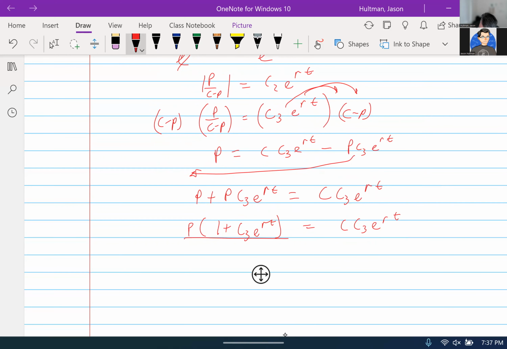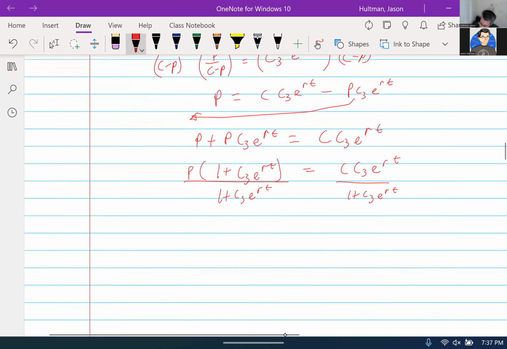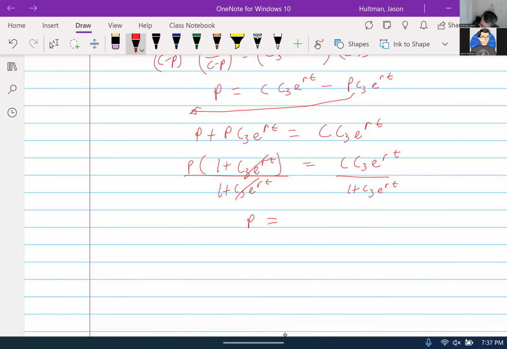Okay, and then divide by 1 plus C3 e to the RT, 1 plus C3 e to the RT. Cancel out, I get P equals C3 e to the RT over 1 plus C3 e to the RT.